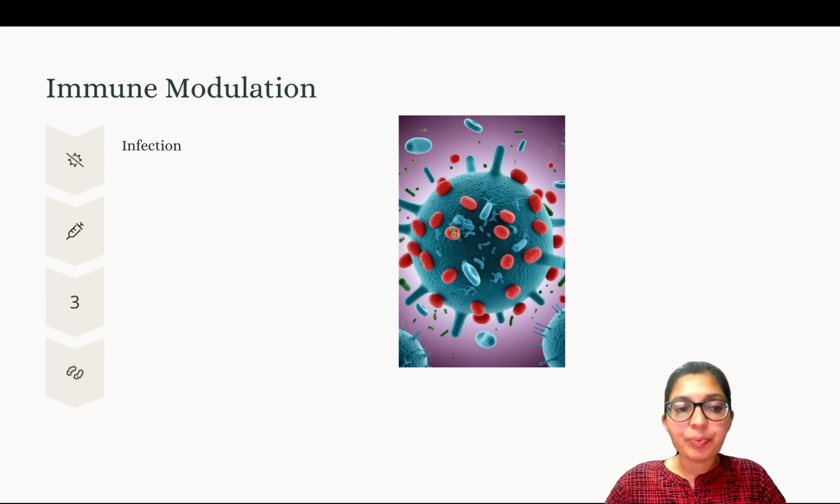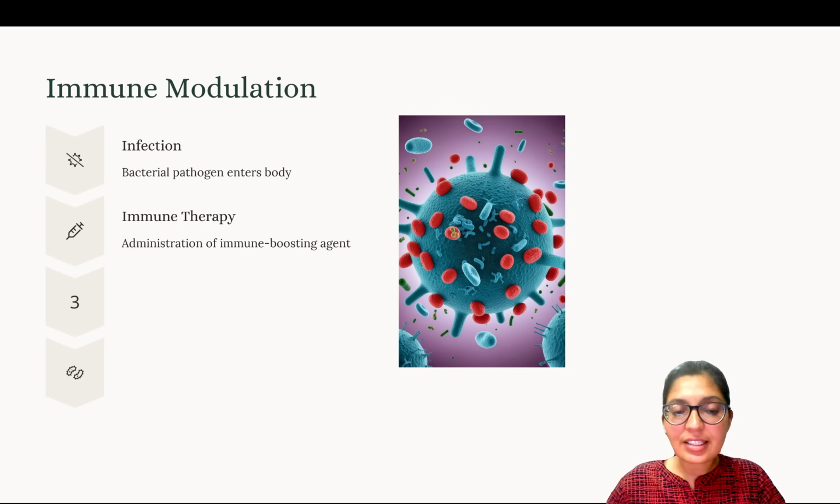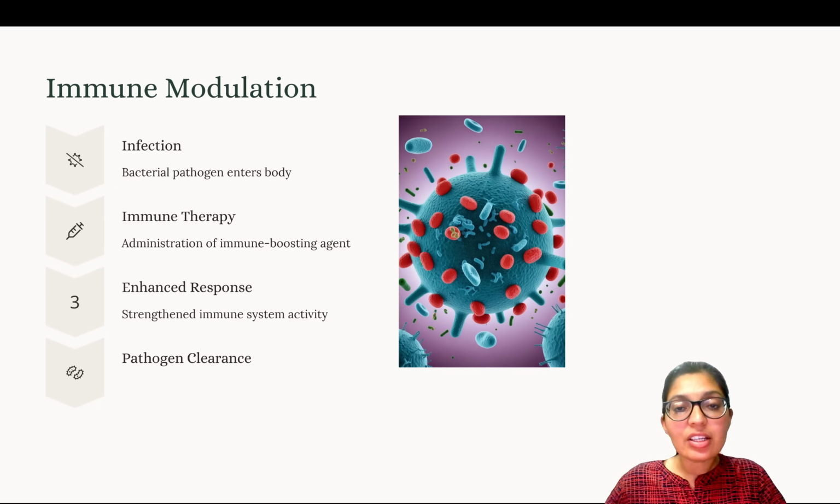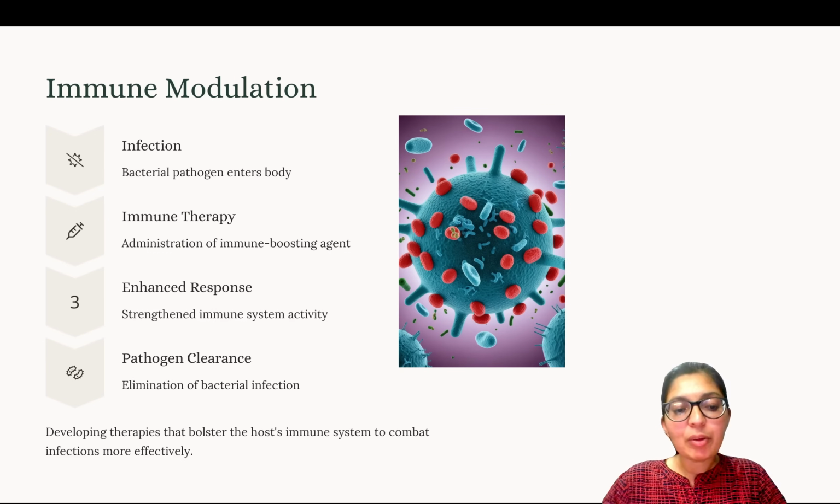Immune modulation. Infection: bacterial pathogen enters body. Immune therapy: administration of immune boosting agents. Enhanced response: strengthen immune system activity. Pathogen clearance: elimination of bacterial infections. These were the steps of immune modulation. Developing therapies that boost the host immune system to combat infections can be more effective.